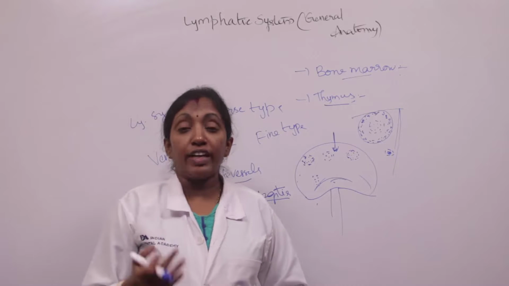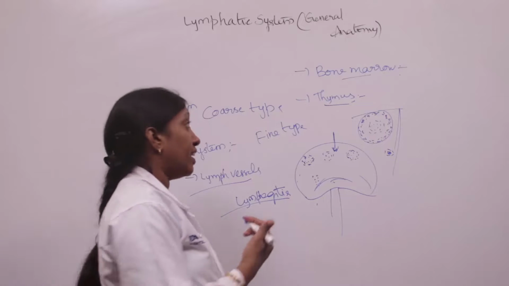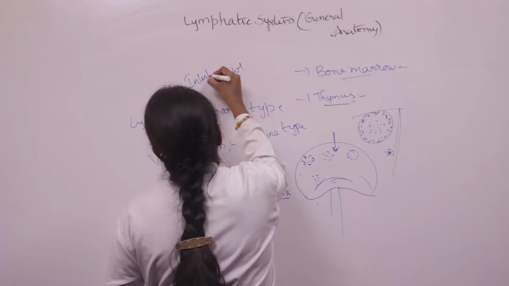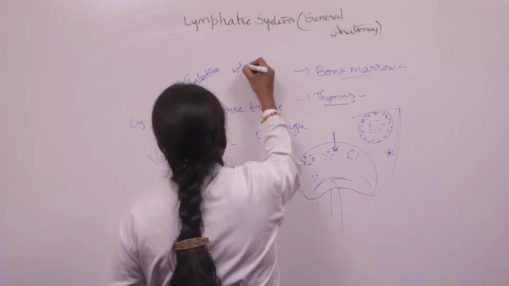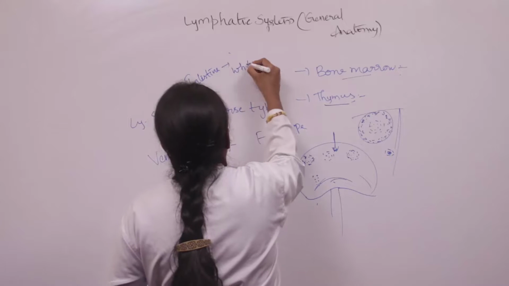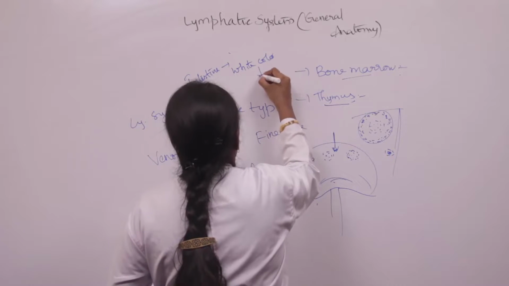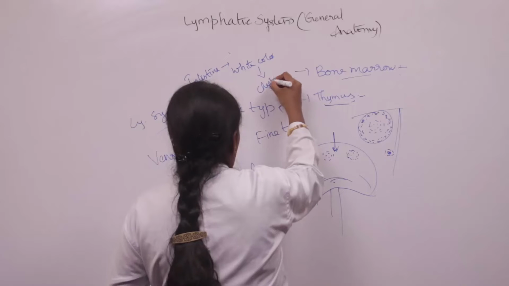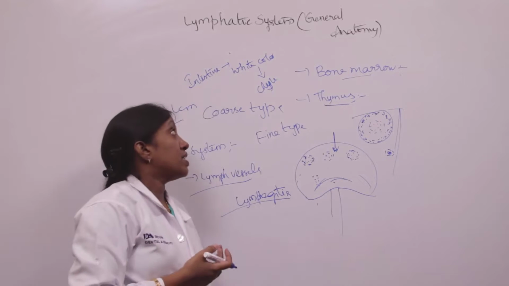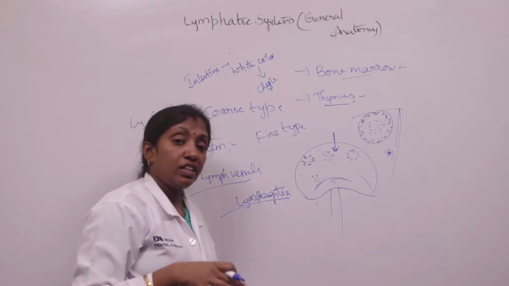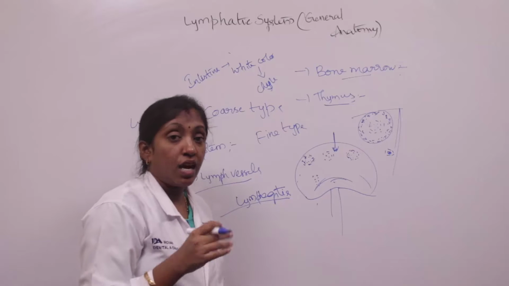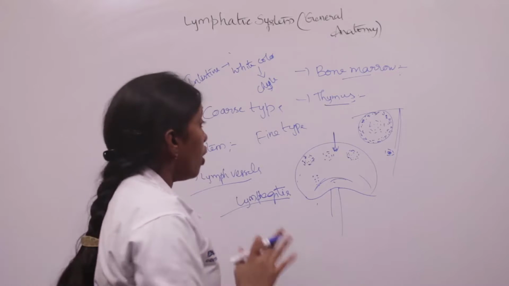But in the case of the intestine the lymph is white in color. We call it chyle. Because of the presence of fat, the lymph is white in color in the intestine. Usually the lymph is odorless and also colorless. It is nothing but a transparent fluid.